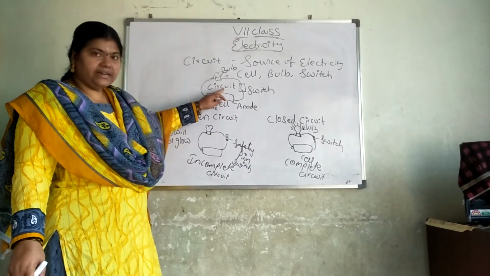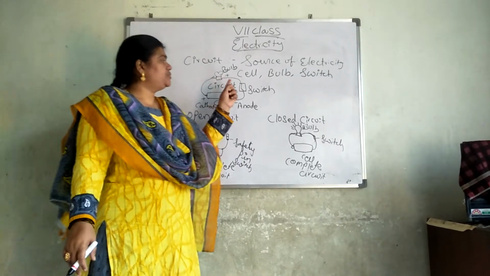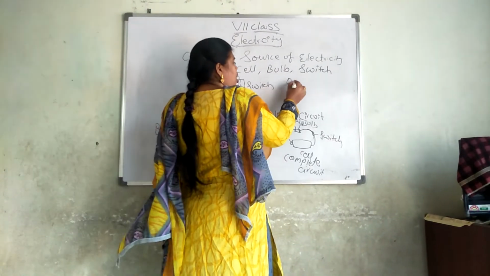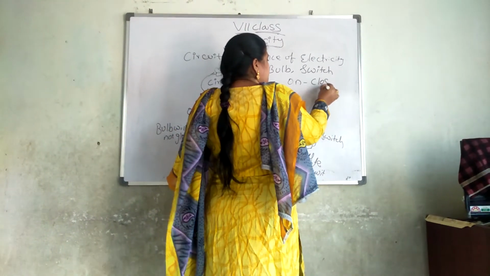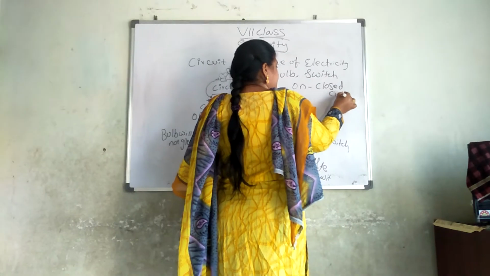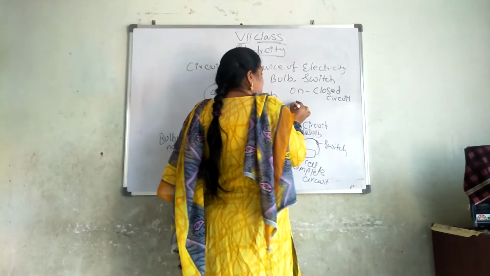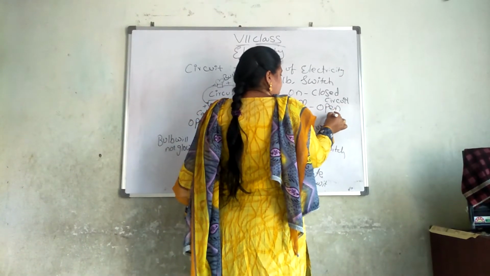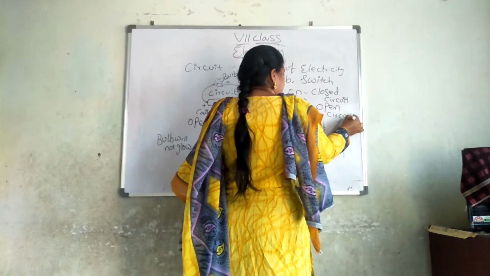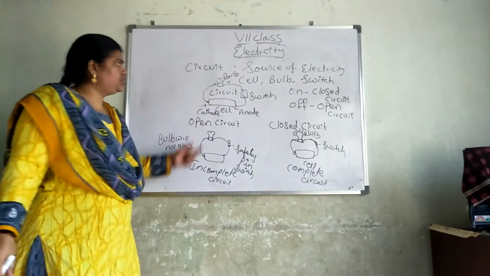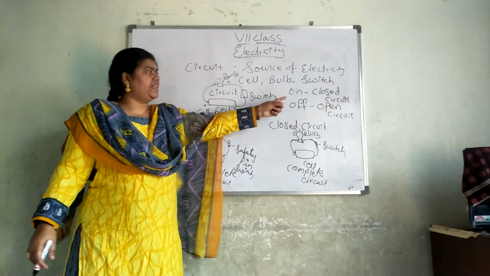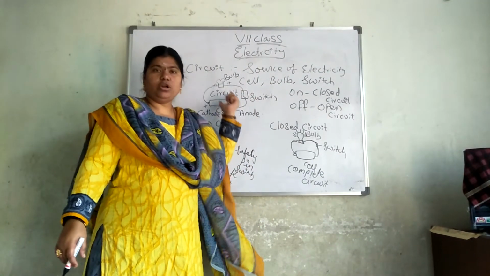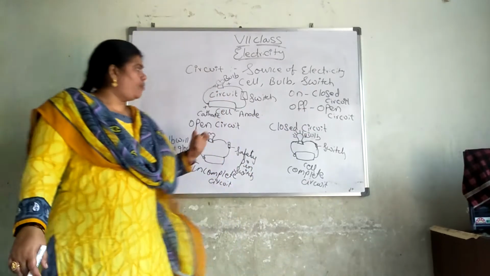If you are seeing here in the first position, if the switch is in on position, we will say that it is a closed circuit. If the switch is in off position, we will say it is an open circuit. If the switch is in on position, the bulb will glow, and we can say that it is a closed circuit. When I off the switch, the bulb will not glow, and we will say it is an open circuit.